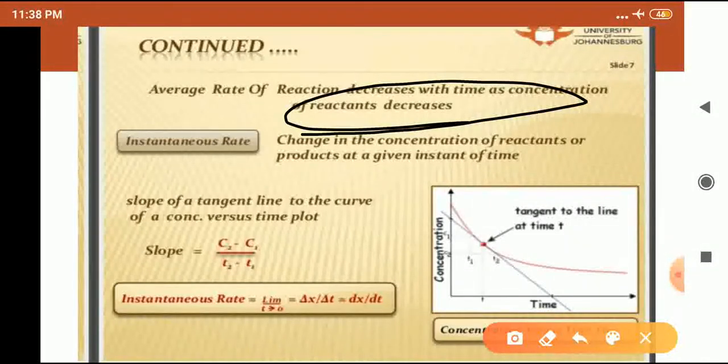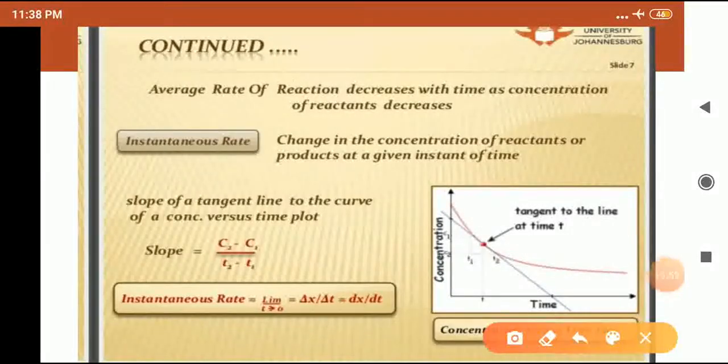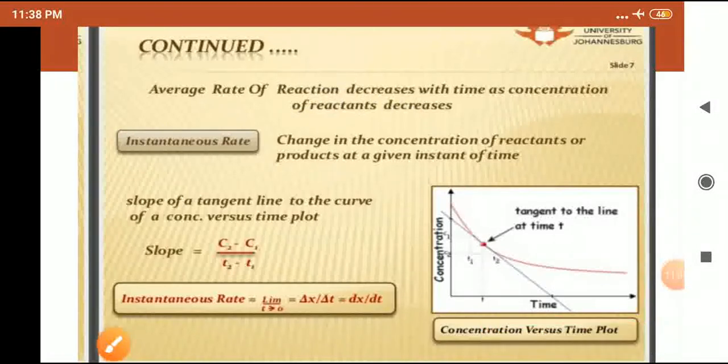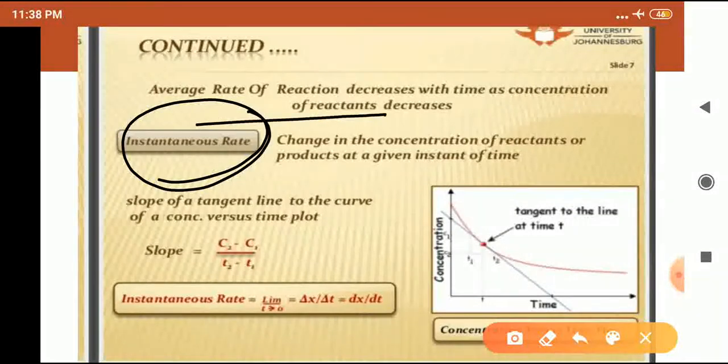We can say that from the law of mass action, the rate of the reaction is directly proportional to the average concentration of the reactant. Since the concentration of the reactant decreases with the time, the rate of the reaction does not remain constant throughout. If we have to calculate the rate of the reaction at a particular instant, that is known as the instantaneous rate of the reaction. This instantaneous rate of the reaction can be defined as a rate of the reaction or change in the concentration of any of the reactants or products at a particular instant of time.